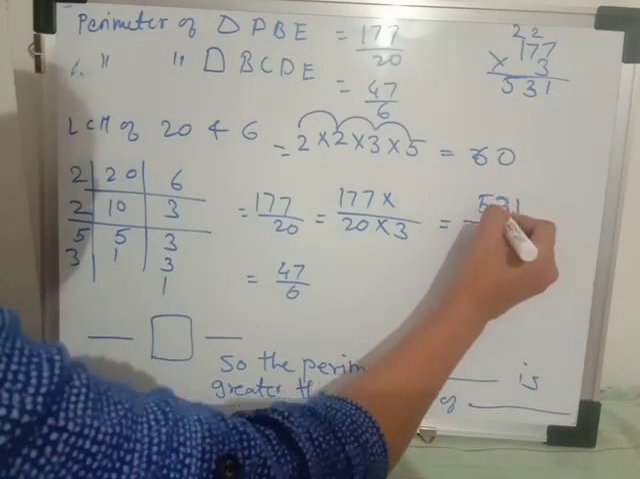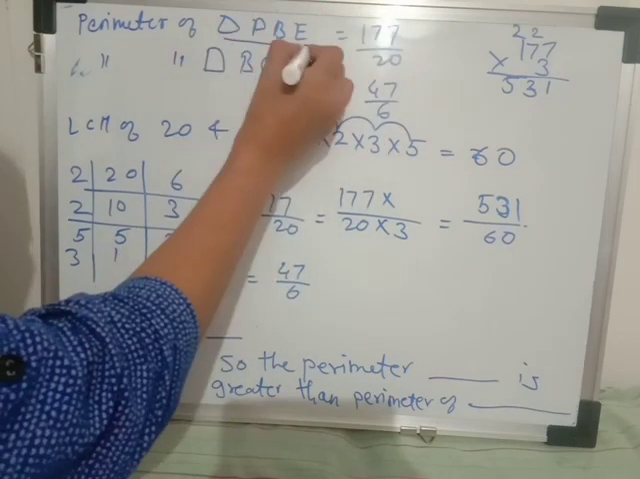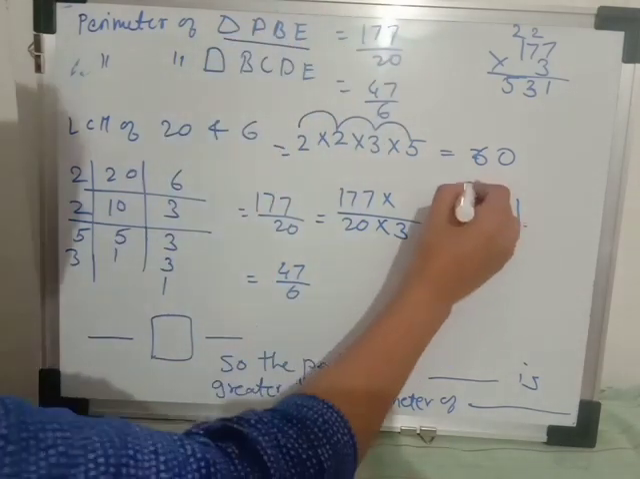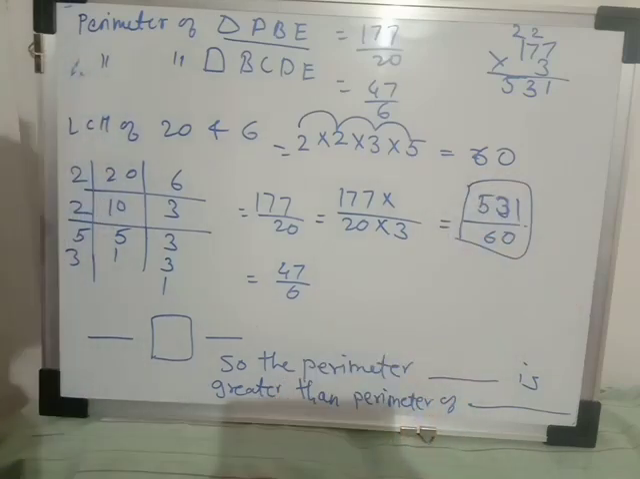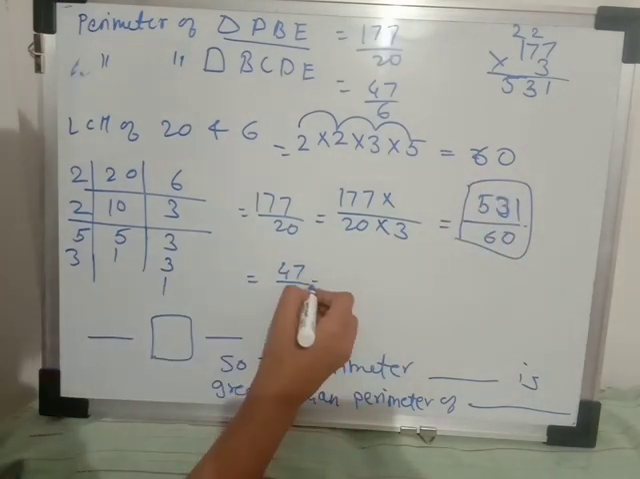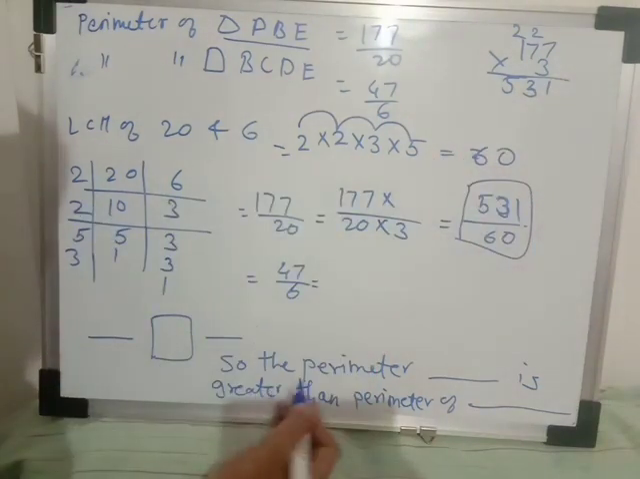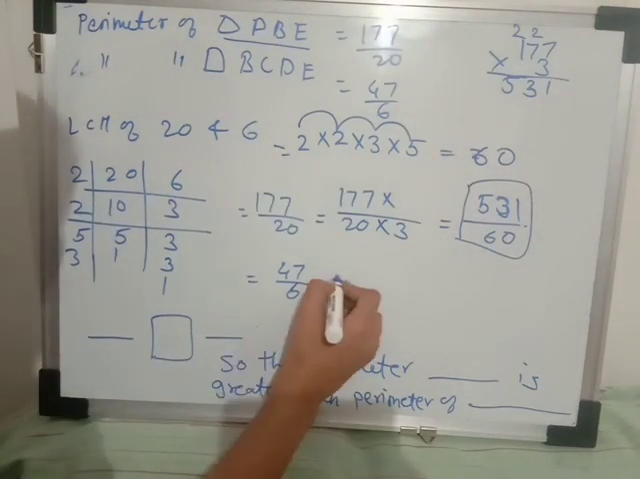So this fraction is for the triangle ABE. This is the final fraction, that is the final perimeter. So we can decide from this which one is greater. So here 6 को मैं किस number के साथ multiply करूँगी तो मुझे 60 मिलेगा. That is 10 only, because 6 tens are 60.